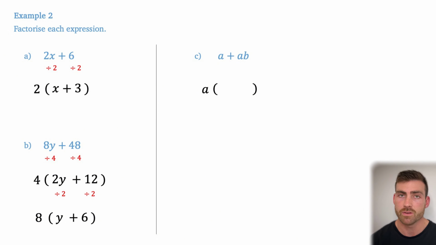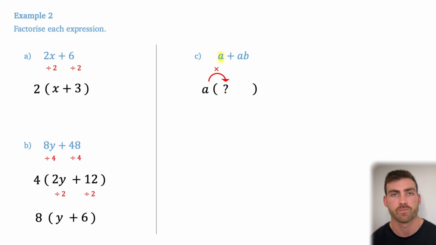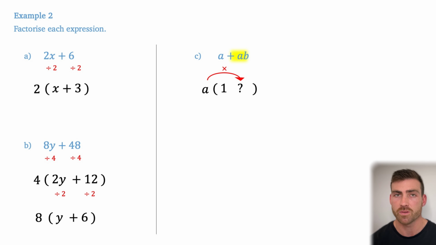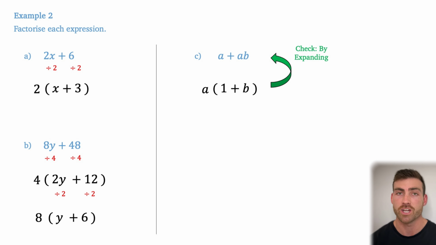Now this method, we treat it like an expanding question and try to find the missing piece. Let me show you. A times what gives me A? A times 1 is A. Next, we know a positive number times another positive number gets you a positive answer. And A times what gets you AB, which is B. And we are done. Let's check our answer by expanding.